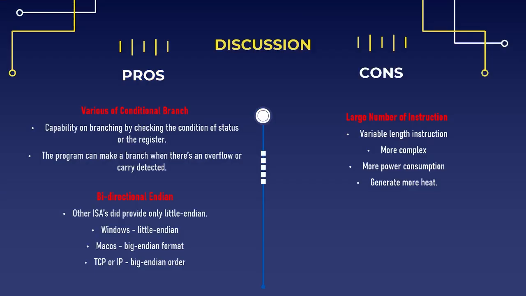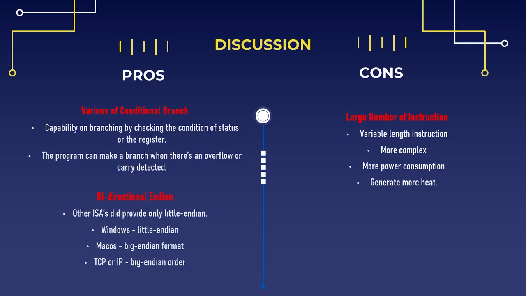Discussion. By comparing to other instruction sets, Power ISA has its pros and cons. For the pros, Power ISA provides various types of conditional branch, similar to OpenMIPS and OpenSPARC, which have the capability of branching by checking the condition or status of the register.